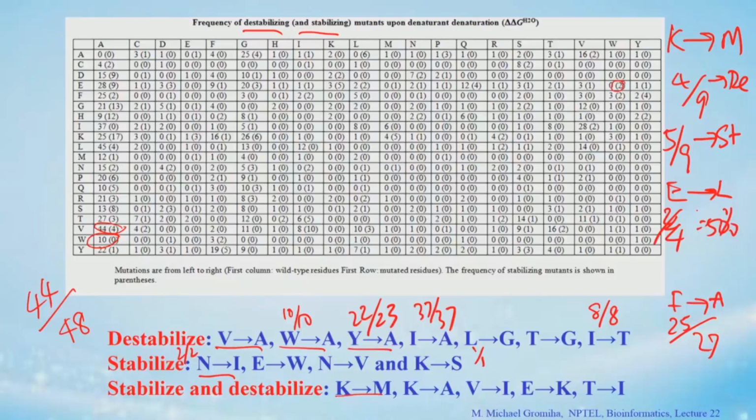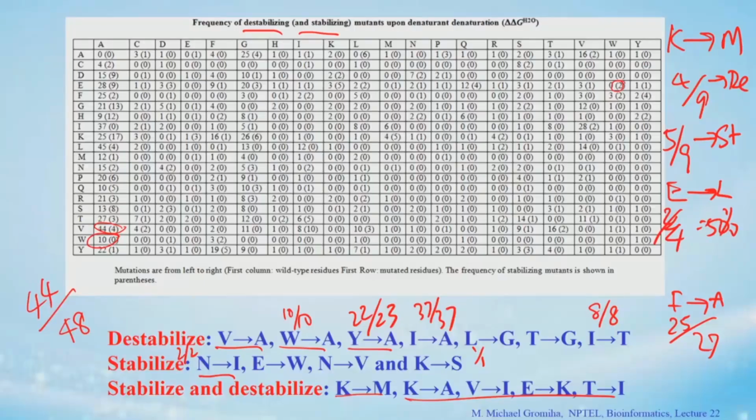So, if you use the average assignment method, you can see many mutants are destabilizing, for example valine to alanine. If you have a new mutation valine to alanine, you can assign that this is destabilizing. Or if you find a mutation, asparagine to isoleucine, you can easily say that this will stabilize.